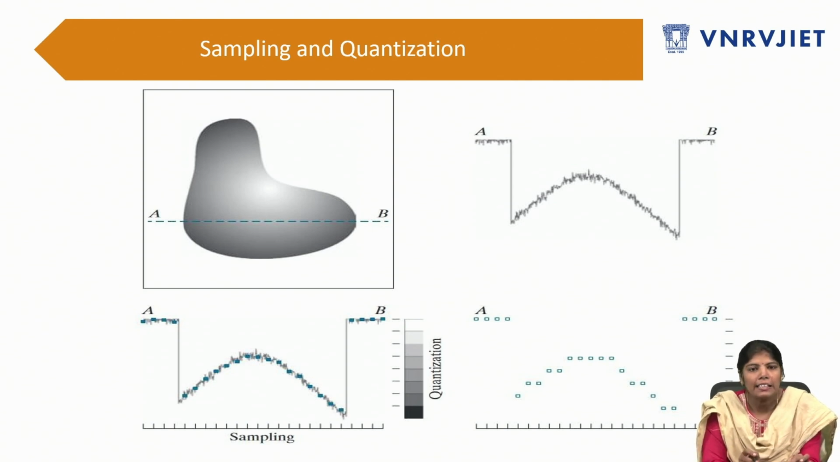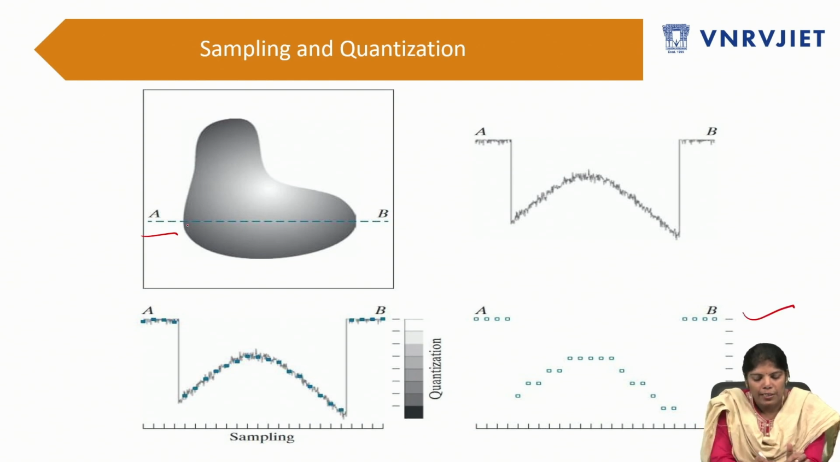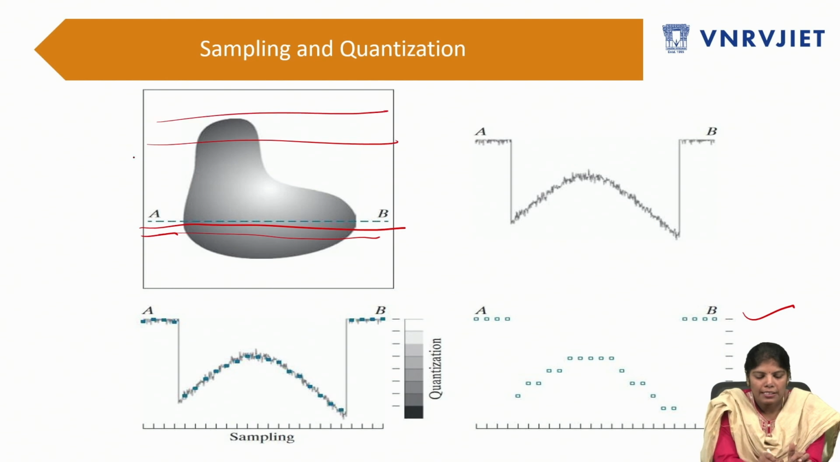First we take a line segment A and B, and look at how the intensity varies from A to B. Actually, an image is a two-dimensional signal, with rows and columns. We are converting this two-dimensional signal into a digitized format. For that I take each row, a single row at a time. We can call this a row. The image has rows and columns.